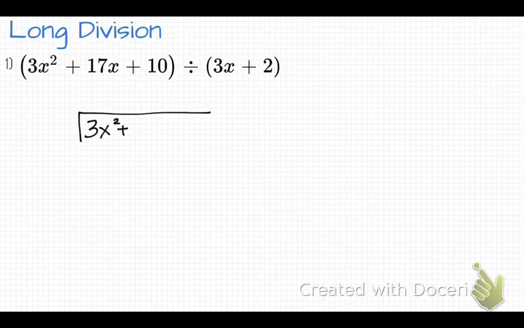3x squared plus 17x plus 10, because that's the thing in the numerator if I were to write this as a fraction. And what goes outside? 3x plus 2, because that's the thing that I'm dividing by, okay? You follow me so far? Yes. Do you know how to fill this out? Just up to here. Do you understand where to put each of the terms?